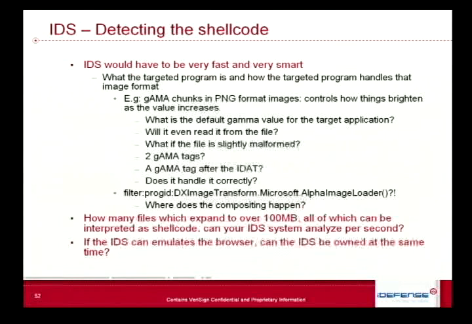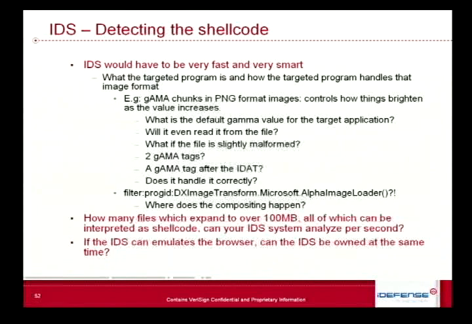I mentioned very briefly earlier the gamma chunks, which are the color correction stuff. These control how things brighten as the value increases. Right, so it changes basically the rate at which the brightness grows. What's the default gamma for the target application if you haven't got one in there? Does it actually read it from the file if you specify one? What if the file is slightly malformed, like you've got 2 gamma tags, or you put the gamma tag after the image data? Does it handle it correctly, or does it do something weird?